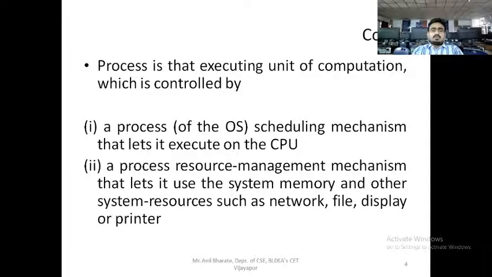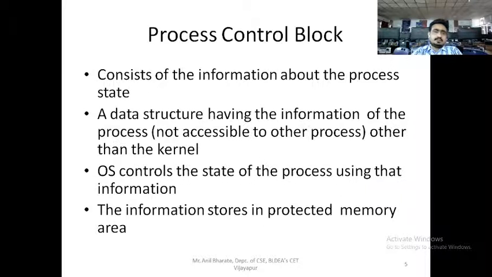A process is the executing unit of computation, controlled by the operating system's scheduling mechanism, to execute on the CPU. It also has a resource management mechanism that lets it use the system memory and other system resources such as the network, files, display or a printer. So it is going to use any of these things.